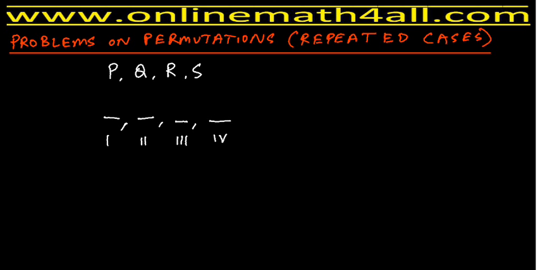Now I'm going to fill up the first blank. To fill up the first blank, I have four options. That is, any of these four letters can be fixed in the first blank. I can fix P or Q or R or S. So I have four options for the first blank, so I write 4. Even though we have four options for the first blank, we are going to fix only one letter.